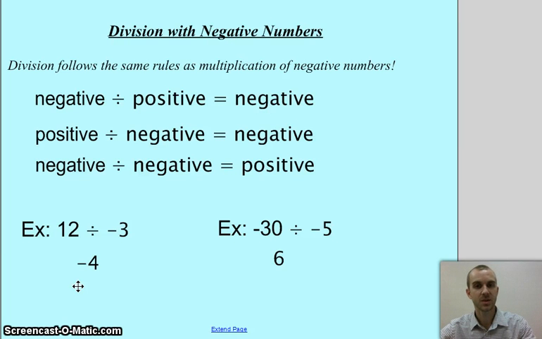Now, last thing, when we talk about division of negative numbers, it's going to follow the same rules as multiplication. So when we have an odd number of negative numbers, the solution will be negative. But when we have an even number of negatives, the solution will be positive. So a negative divided by a positive gives us a negative solution. A positive divided by a negative is a negative, and then if we have two negatives, it's going to make a positive. So 12 divided by negative 3 is a negative 4. Negative 3 divided by negative 5 is a positive 6.